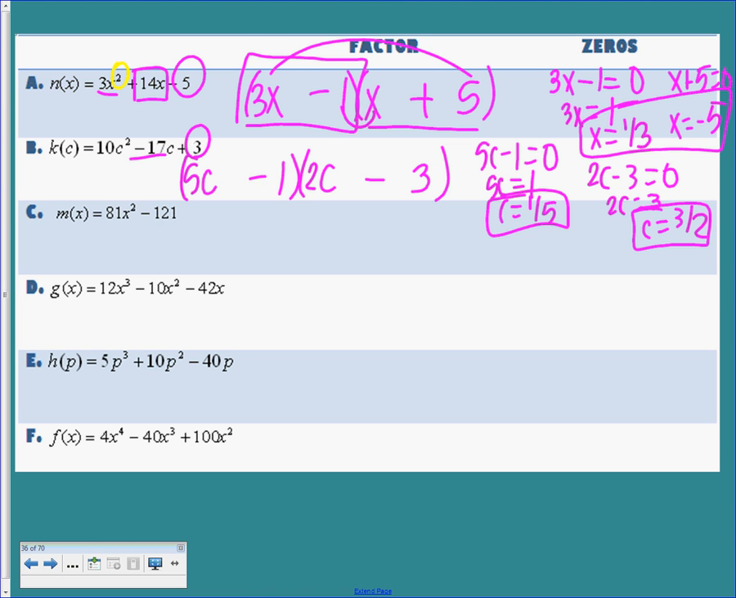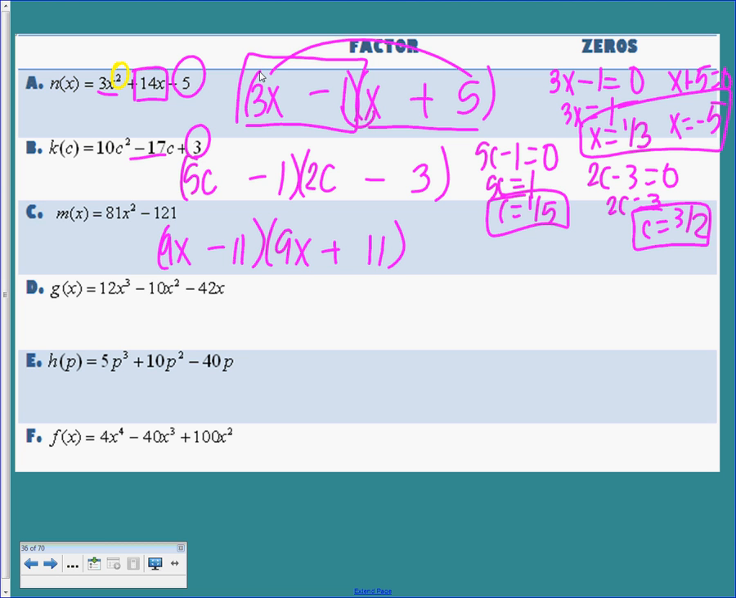Part C, difference of squares. That's a binomial, so again, we're factoring. So square root each one. That would give me 9x and 11, 9x and 11, one plus and one minus. Again, just what we did last week. The new stuff is finding the 0.